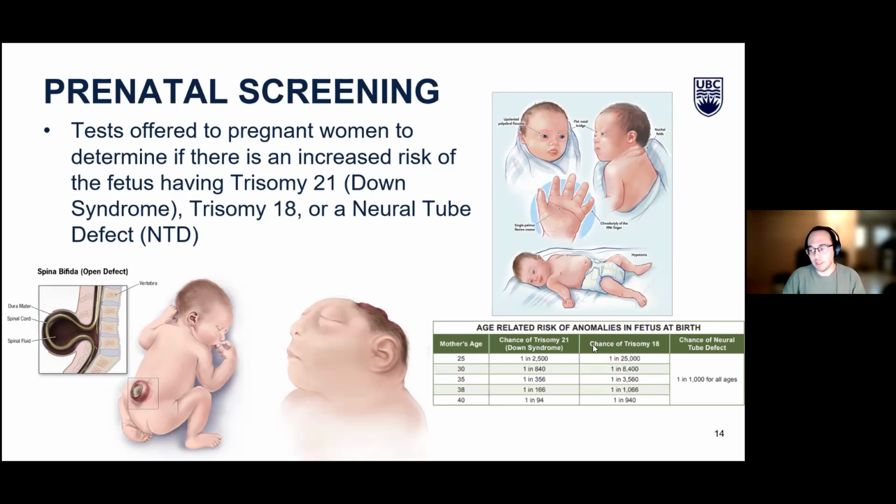I also just threw in a small table here just to show you the risk of these different conditions. So the chance of a neural tube defect is about 1 in 1,000. Trisomy 21 and trisomy 18 are less prevalent than the neural tube defects. However, they do depend on the age of the mother. So at greater age of the mother, they actually do become quite a bit more common than neural tube defects, especially for Down syndrome.